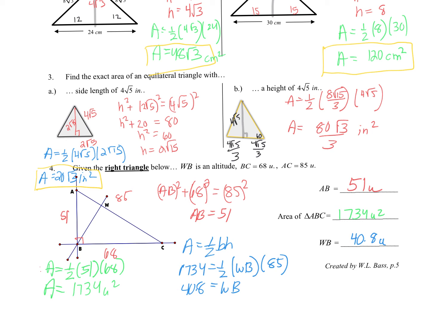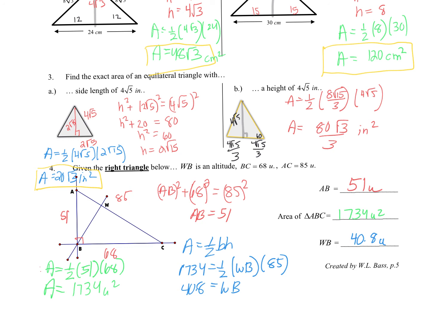All right, and then looking at the last one here, we're given a right triangle. And so we are told that this is an altitude. And then we are asked to find AB, which is this. We are asked to find the area of the triangle, and then we are asked to find the measurement of the altitude.